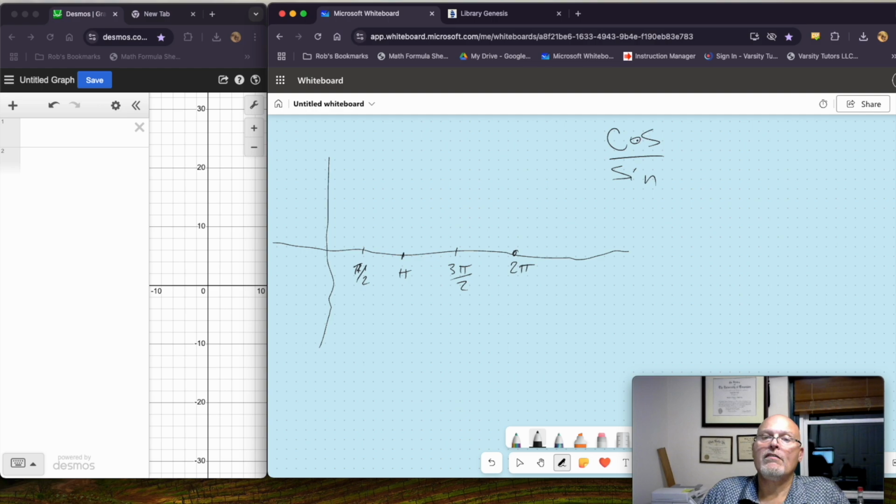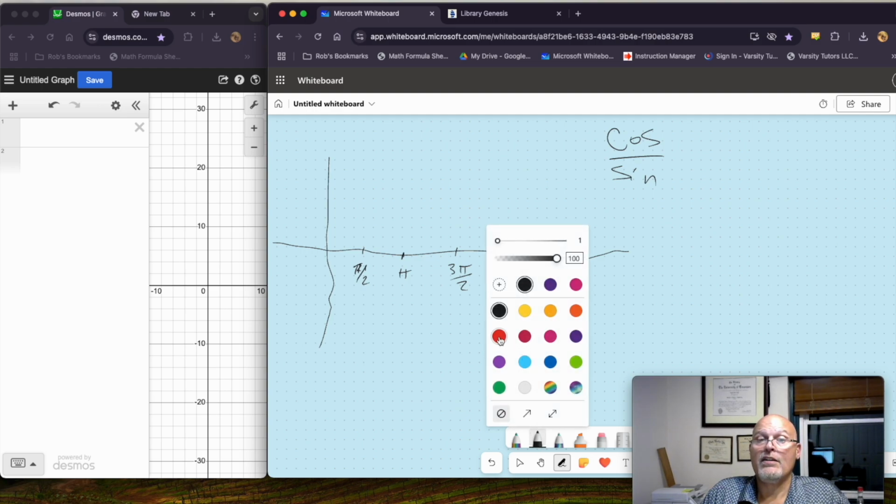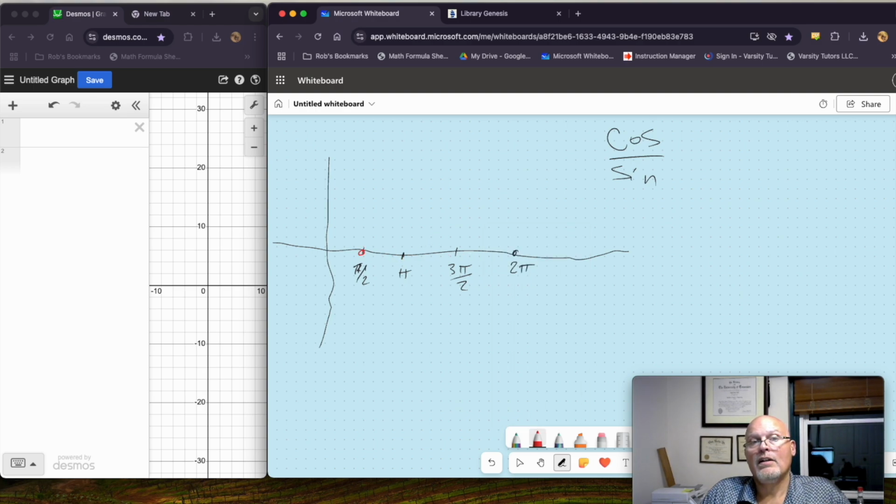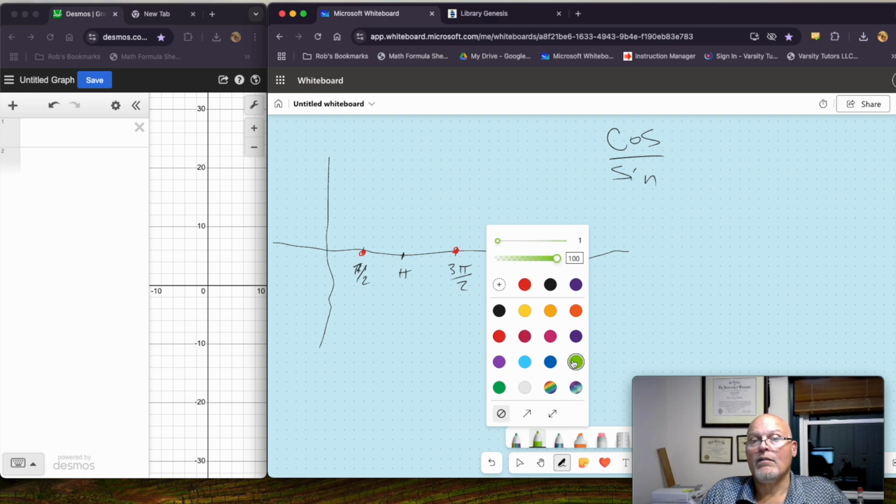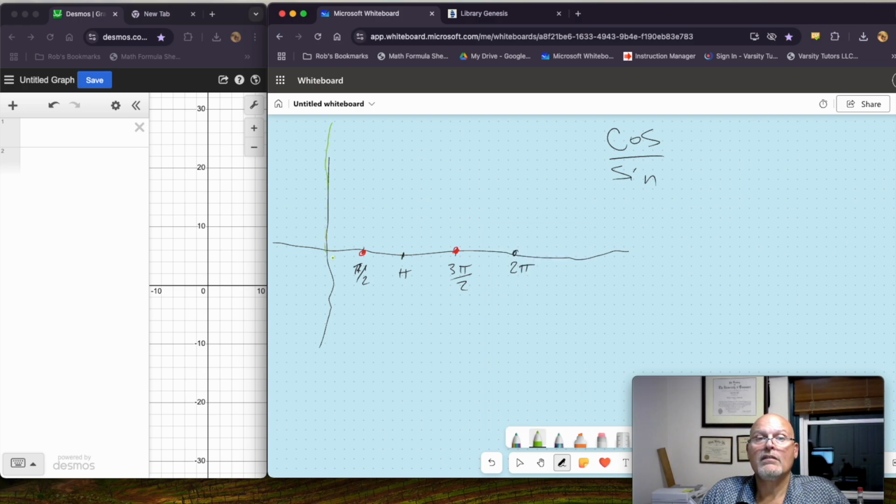So we're going to find the zeros of our function of cotangent. The zeros are going to be when cosine equals 0. So cosine equals 0 at pi over 2 and at 3 pi over 2. All right. When does it blow up? When are our asymptotes going to get there? That's going to be when sine is 0. So for sine equals 0, that's going to be at 0. So I'm going to have a vertical asymptote here. And at pi. And then also at 2 pi.